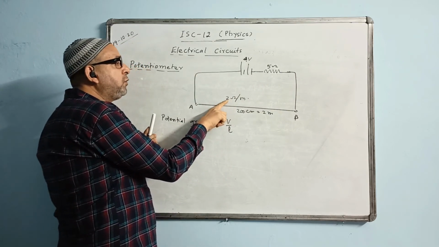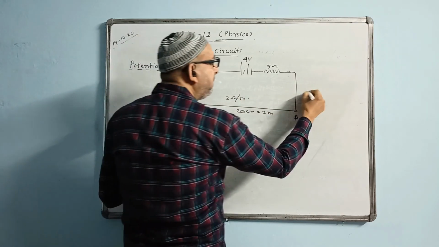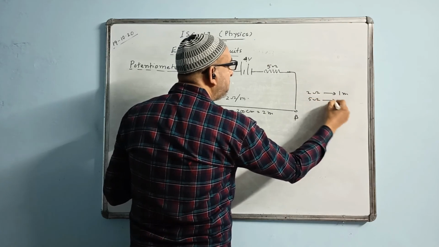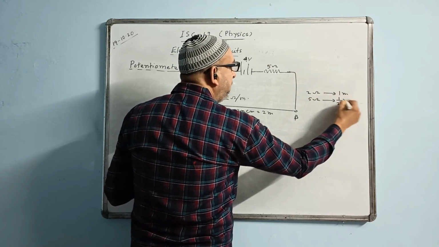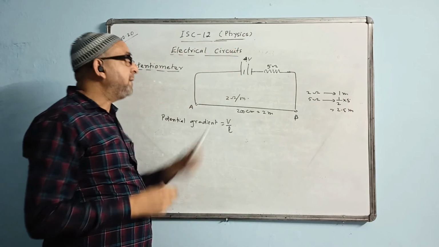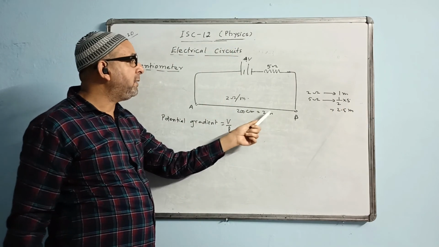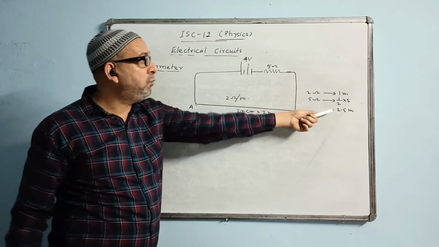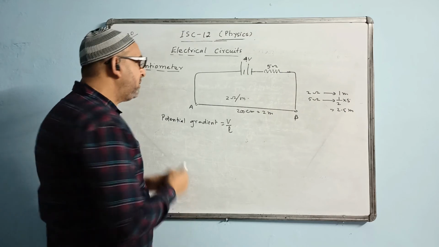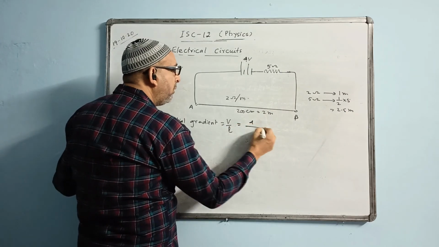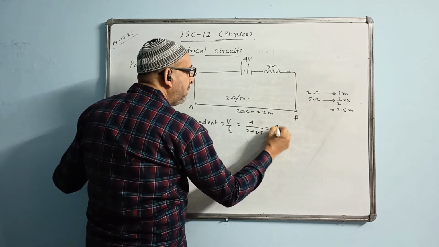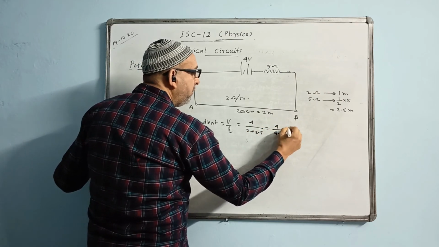Using the unitary method, 2 ohm has 1 meter. So 2 ohms length is 1 meter. Therefore, 5 ohms length will be how many meters? 1 upon 2 into 5, that is 2.5 meter. Then 4 volt is applied across 2 meter and also across 2.5 meter. The resistance value we have converted into meter. The voltage is 4, and the length is 2 plus 2.5. So it is 4 upon 4.5 volt per meter.